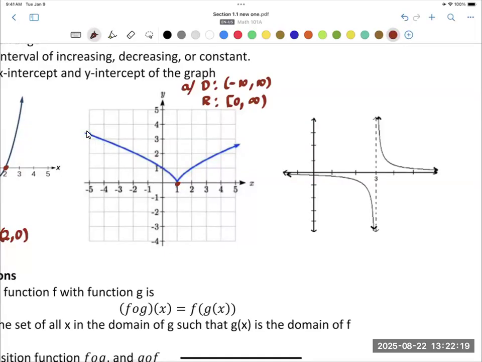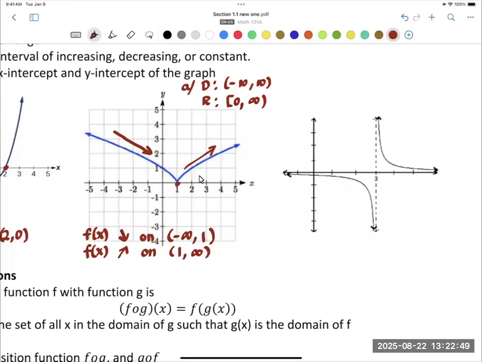And then how about the increasing and decreasing? If you're starting on this point, it's like you are going down the hill. So the graph is decreasing from where to where? You go down the hill until you hit 1 on the x-axis. So f of x is decreasing on negative infinity to 1, and then increasing from 1 to infinity.